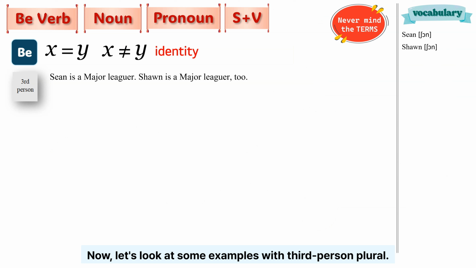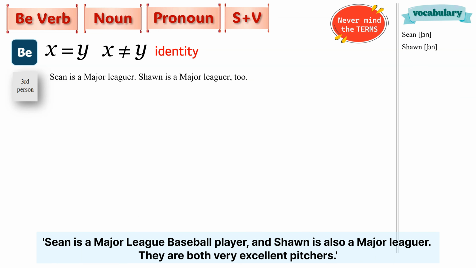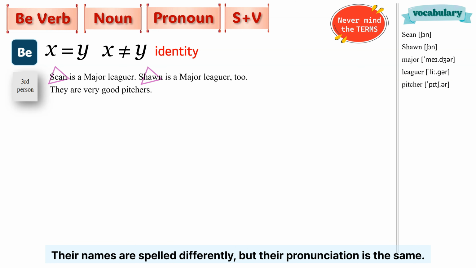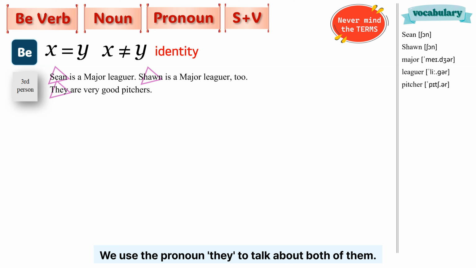Now, let's look at some examples with third-person plural. Sean is a Major League Baseball player, and Sean is also a major leaguer. They are both very excellent pitchers. Their names are spelled differently, but their pronunciation is the same. We use the pronoun they to talk about both of them.